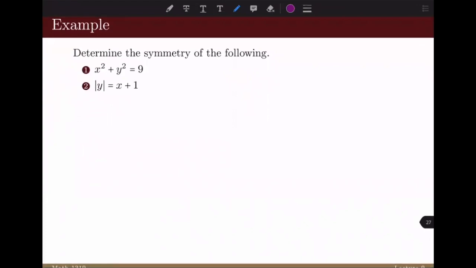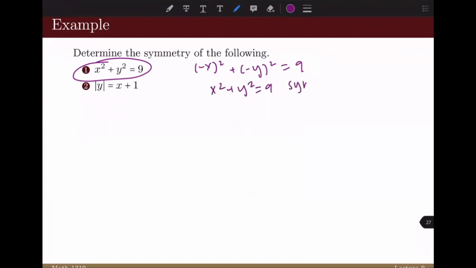So we want to determine the symmetry of the following. First, we will do this equation of a circle. I may have spoiled the surprise with my previous example, but we're going to keep going. First, we'll plug in negative x and negative y. Well, this is just x squared plus y squared. So we know that it is symmetric about the origin.